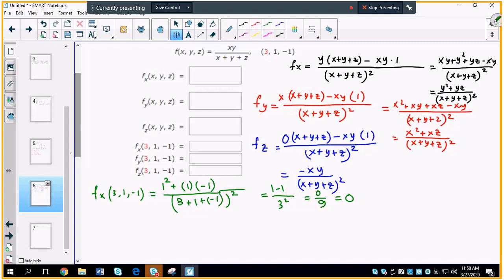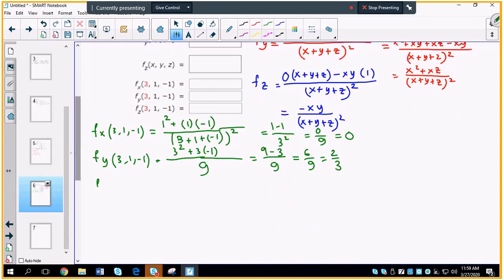How about f of y? F of y at 3, 1, negative 1. As I said, I know the bottom is going to be 9. So just the top. And the top is going to be x squared. So you do 3 squared, and then you have plus x times z, so plus 3 times negative 1. So the top this time is 9 minus 3, which is 6 over 9. So simplification will tell me that this is 2/3.